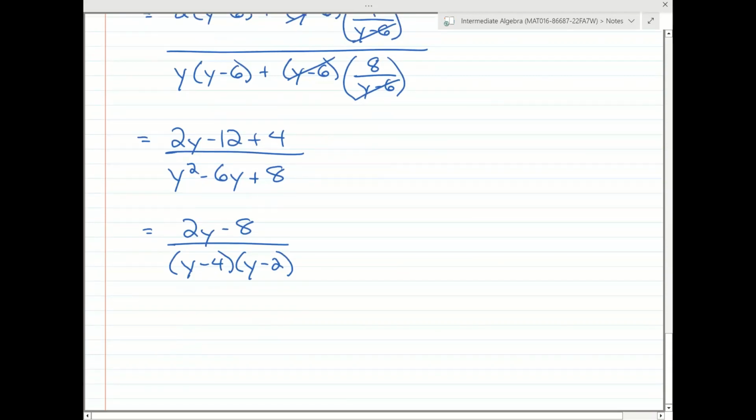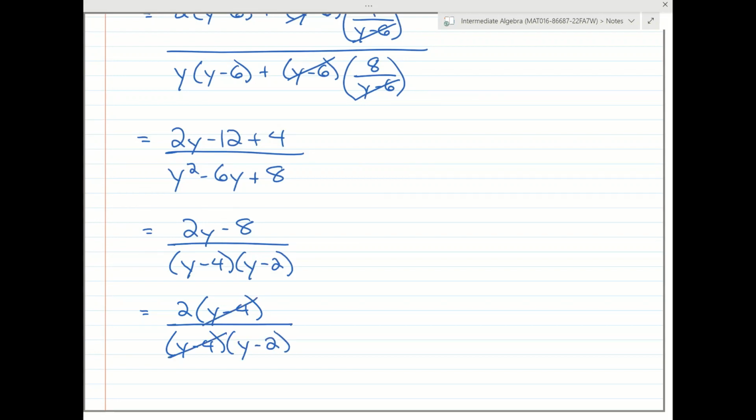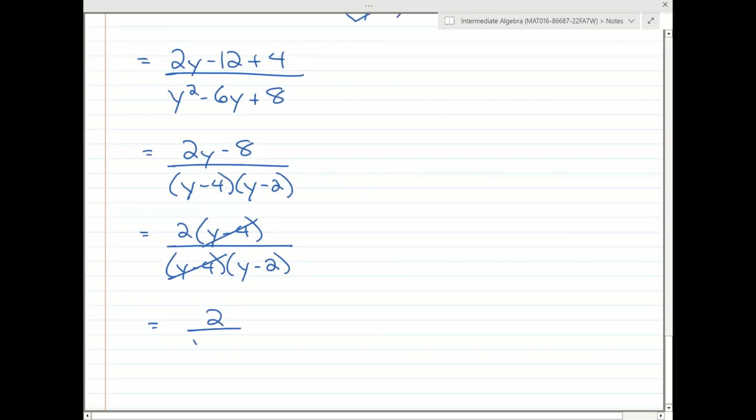And these could be long problems. You want to just keep factoring until you can't. So we could take a 2 out of the top. And we're just left with our final answer of 2 over y minus 2. A couple more in this section.